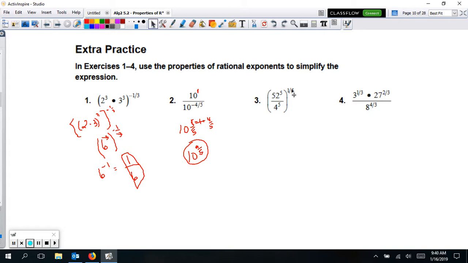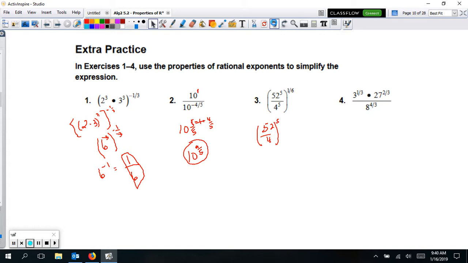For 3, here's another one where you might think, okay, I'm going to take this 1/6, give it to the numerator, give it to the denominator, and you definitely could and wouldn't be wrong doing that. But notice that the exponents inside here are both 5s. So just like number 1, we can just divide 52 over 4 and then raise it to the 5th power. And that might be, again, a little easier there. So 52 over 4 to the 5th power.